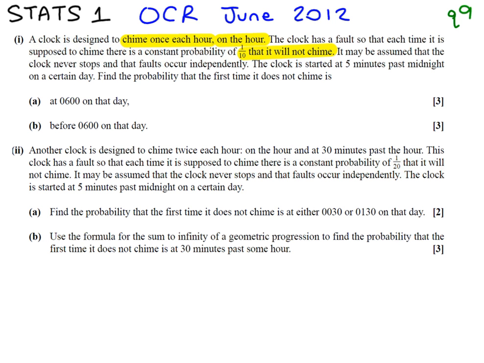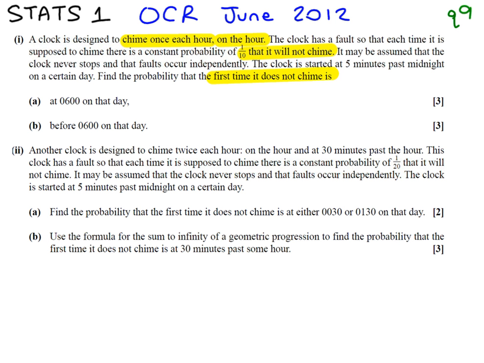It may be assumed that the clock never stops, but the faults occur independently. That is so that we can use a certain model, which we'll talk about in a minute. The clock is started 5 minutes past midnight on a certain day. Find the probability that the first time that it does not chime is 6 o'clock on that day. First time it does not chime. So we've broken down all that information into three key facts.